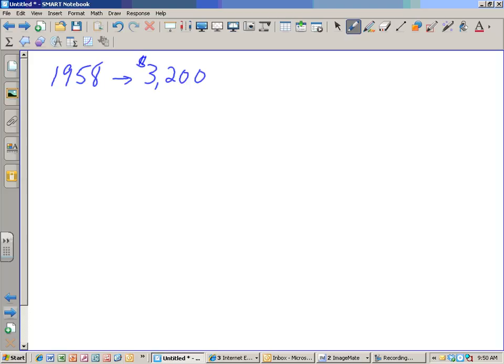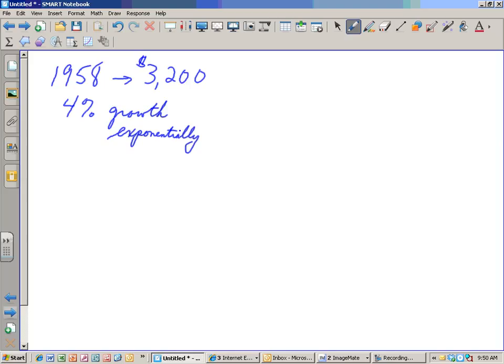So exponential growth. Let's say that over the years that it grew at 4%. Let's say that it is 4% growth rate, exponential growth, and it grows exponentially. What is it worth today?